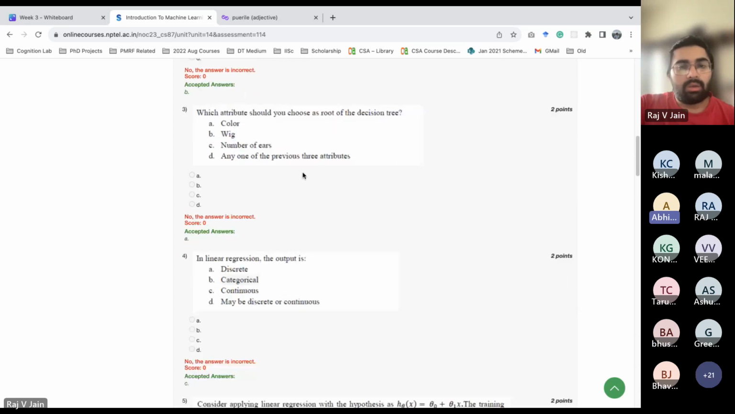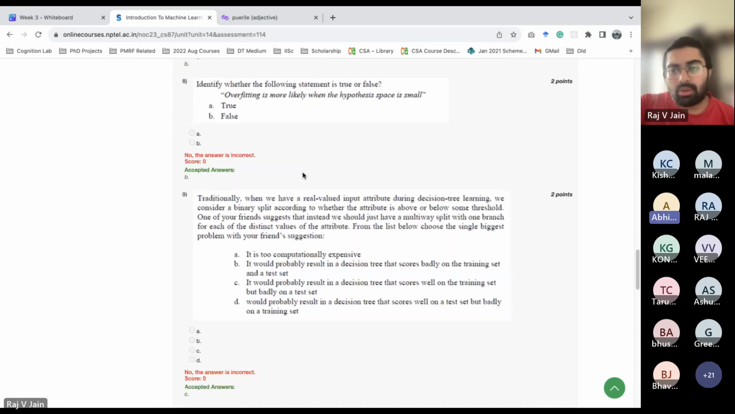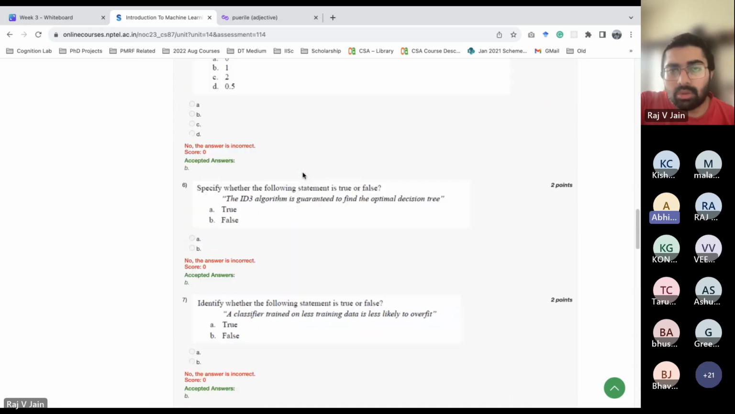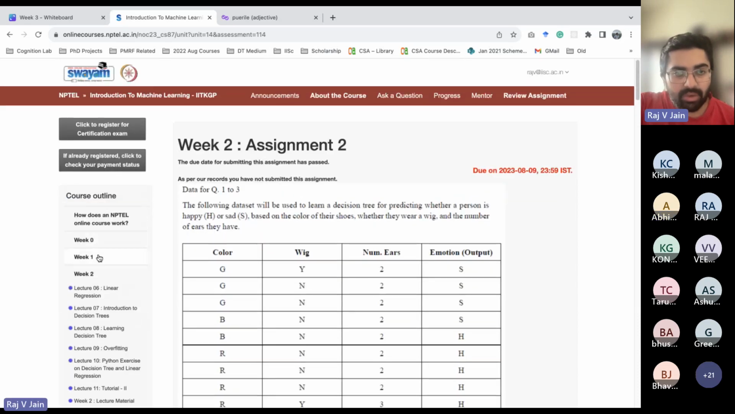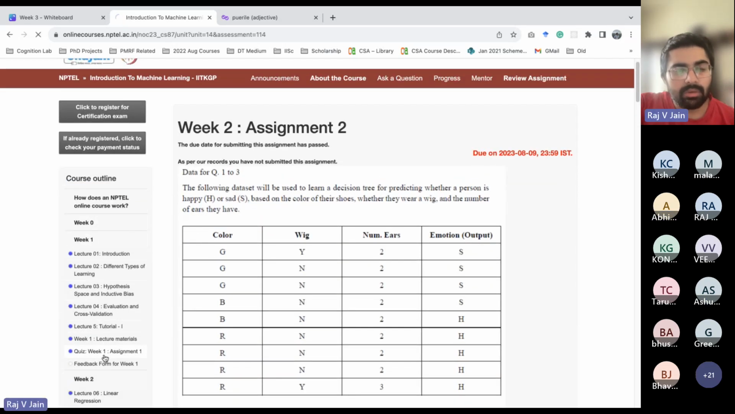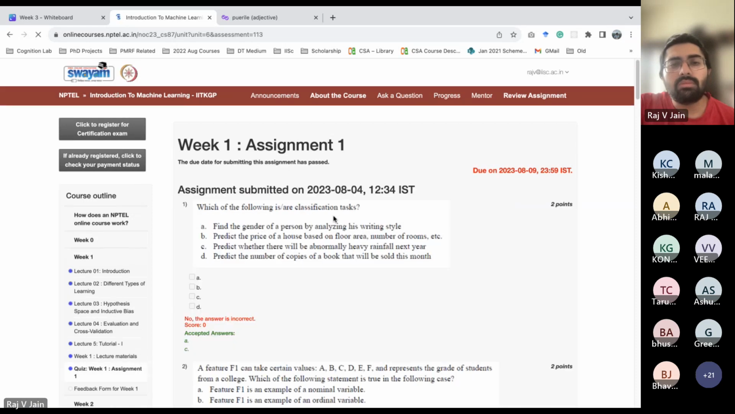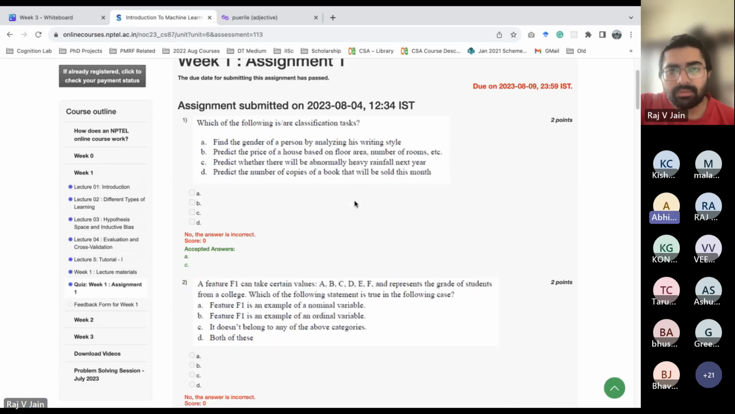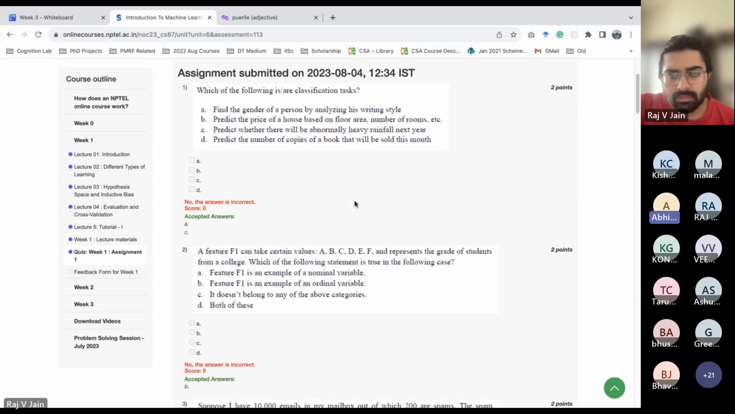I had a question because I missed initially assignment 1, question 1. Assignment 1, question 1. Okay. Yeah. So, since D is an integer variable, right? Y is an integer, so shouldn't this also be classification?